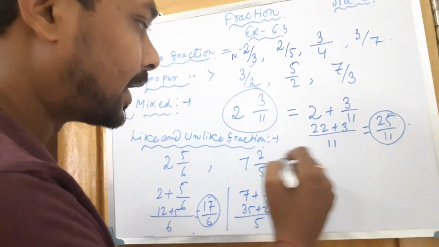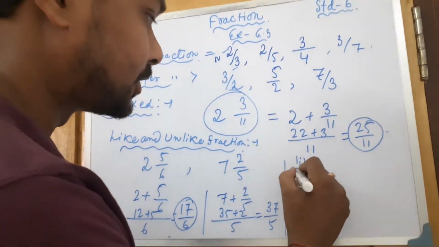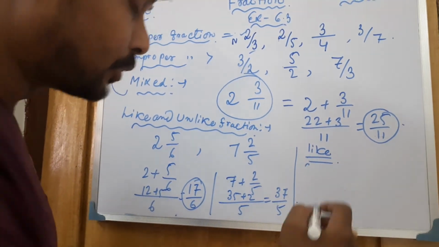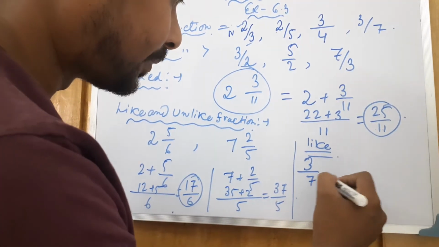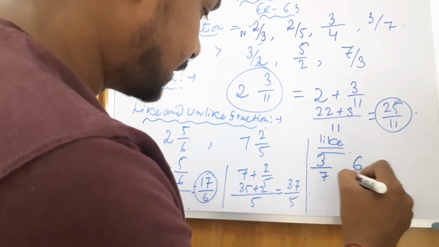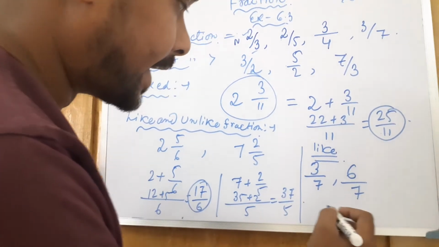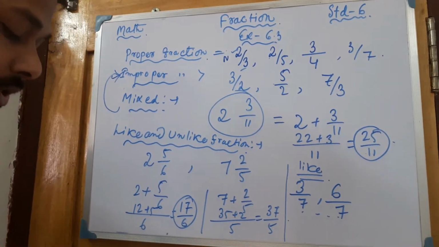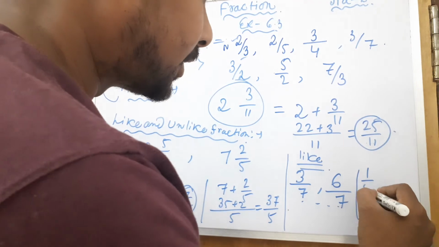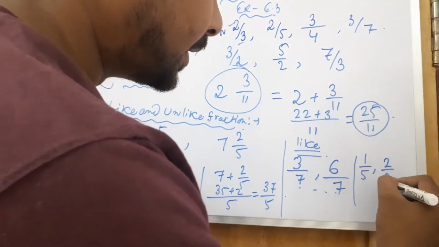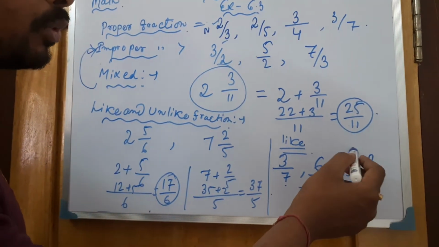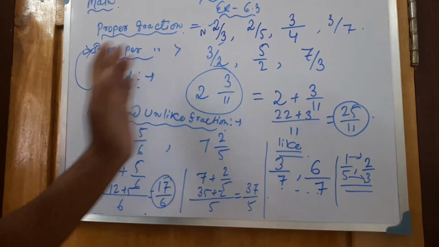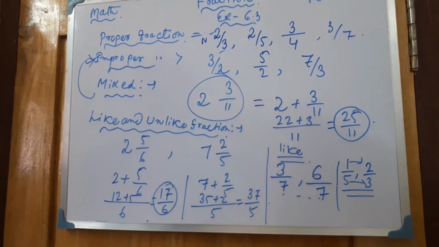Suppose if you talk about like fractions, suppose these examples from your book, I'm just taking 3 by 7, okay, 6 by 7. Here these numbers are not changing, but these numbers are changing, so they are like fractions. Suppose if you talk about unlike fractions, then 1 by 5, 2 by 3, these are unlike fractions where both are not matching. This one is not matching, this one is also not matching here. So these are actually the like and the unlike fractions.